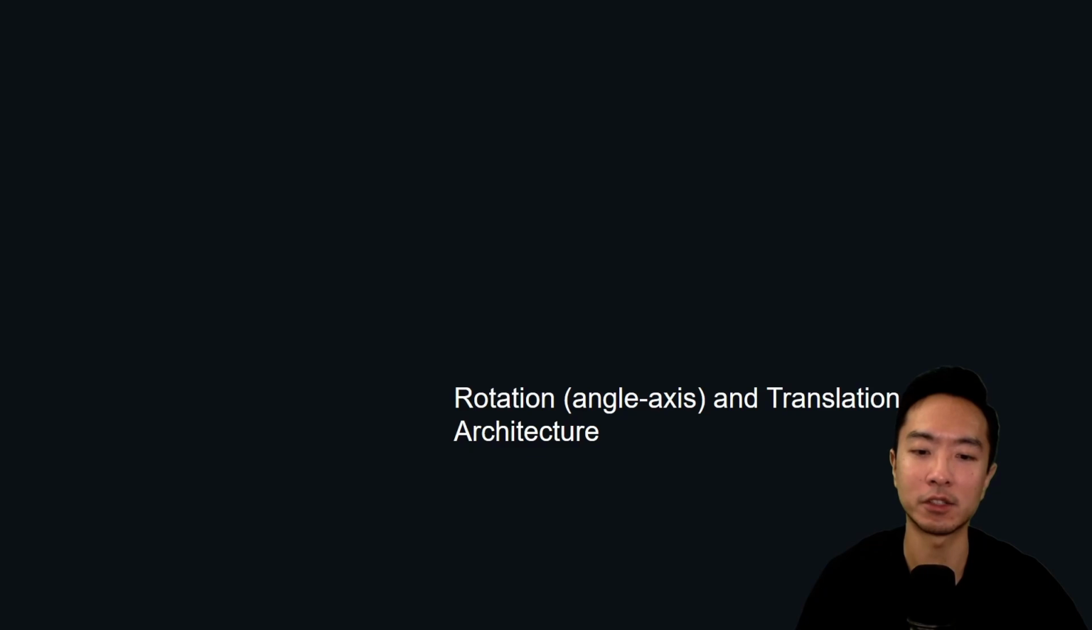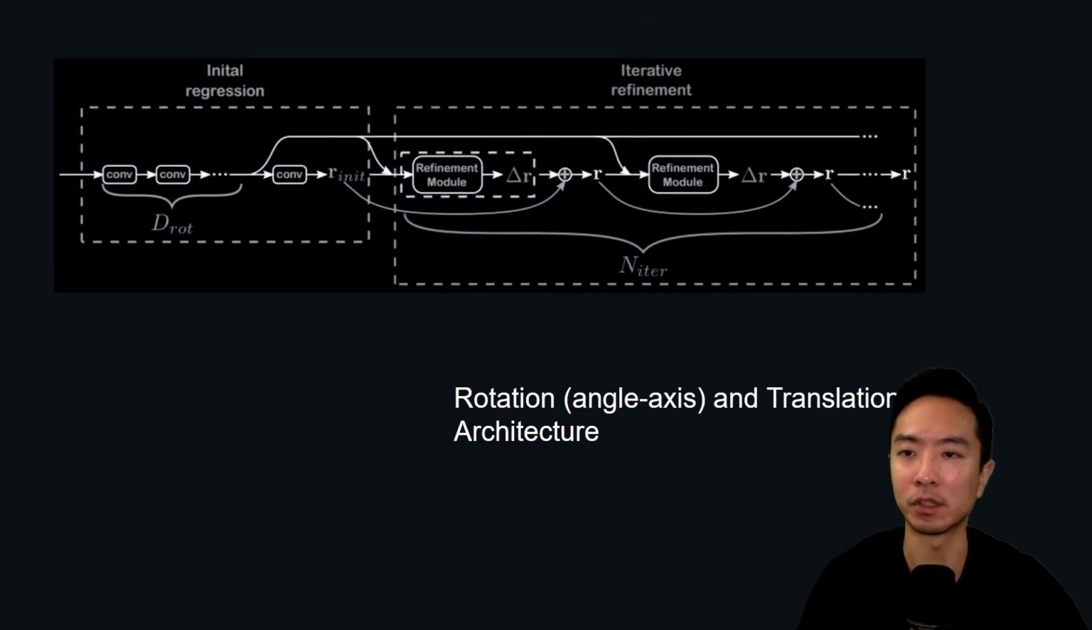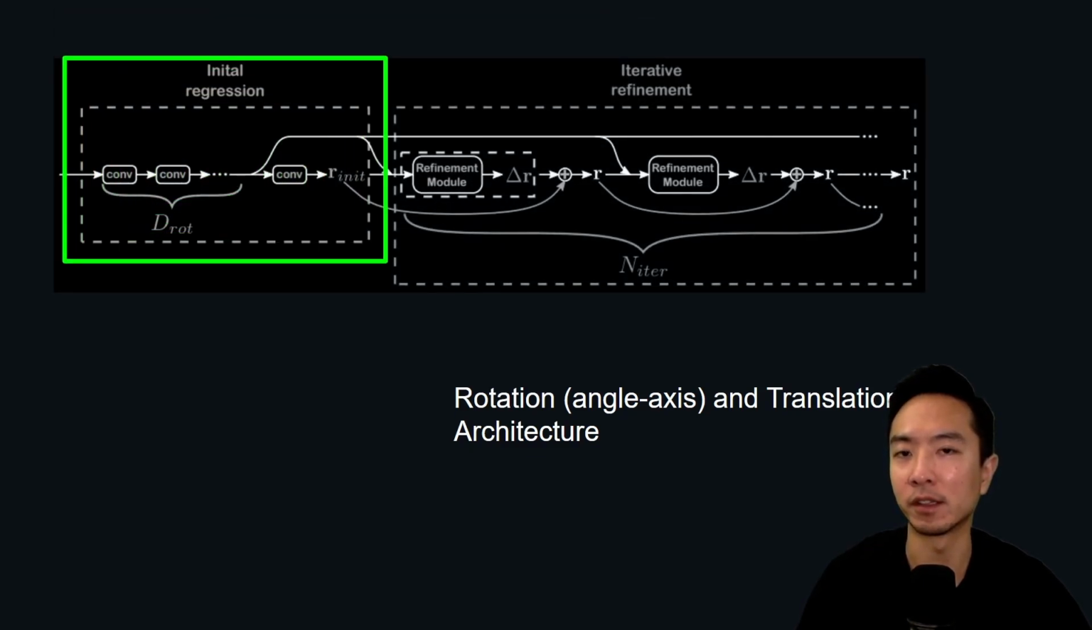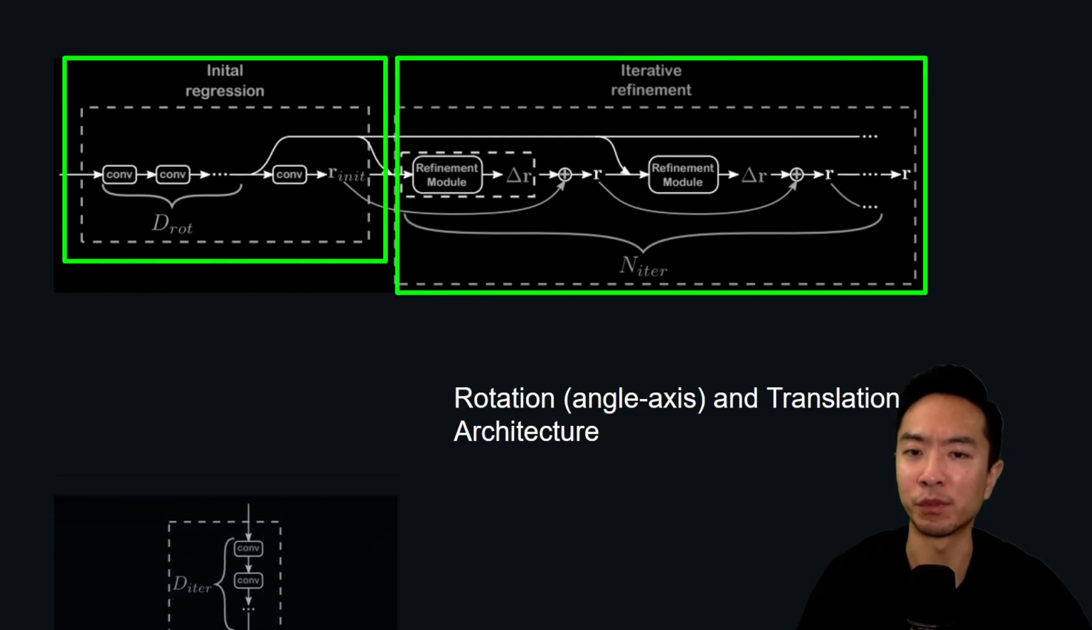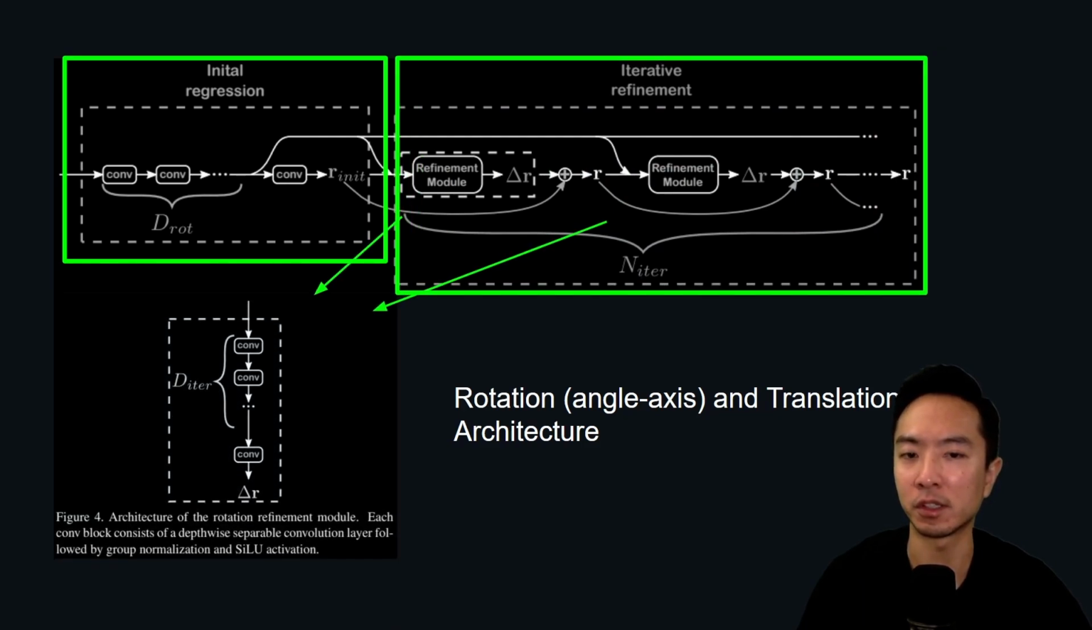So the rotation and translation architecture, if we take a deeper look, you can see that here we have the initial regression, and then on the right we have the iterative refinement. So these refinement modules, if we take a closer look, what's happening in here is that there's actually a bunch of convolution architectures that are stacked on top of each other to do the refinement.